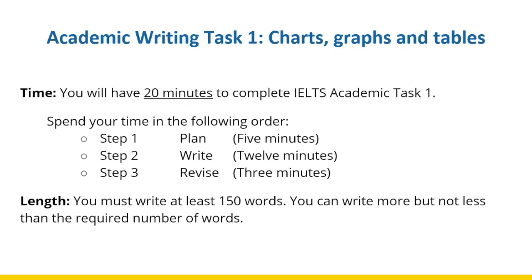In academic writing task 1, we'll be learning about different graphics such as charts, graphs, and tables. You'll be given only 20 minutes to complete IELTS academic task 1. And because your time is very limited, I suggest you spend your time in the following order. In step 1, you should plan your essay for 5 minutes. In step 2, write your essay for 12 minutes. And step 3, you should have at least 3 minutes to go back and revise your essay.